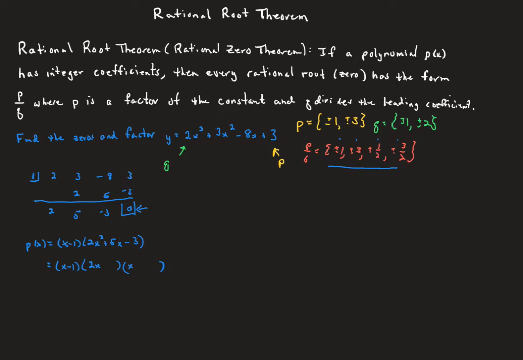I believe if I go a plus 3 there, that will be a 6x, and a minus 1 there will give us the factorization. So there is our factorization, and our zeros are going to be what makes these equal to 0. That's going to be a 1, a positive 1/2, and a negative 3.